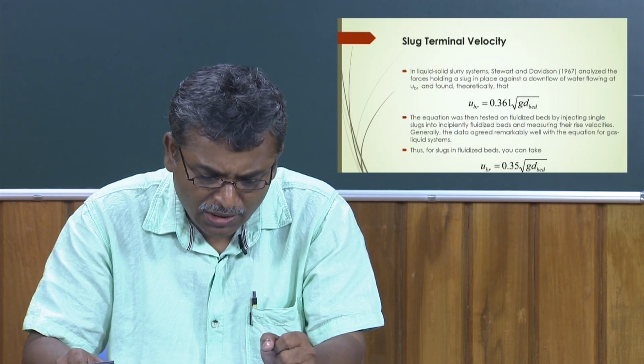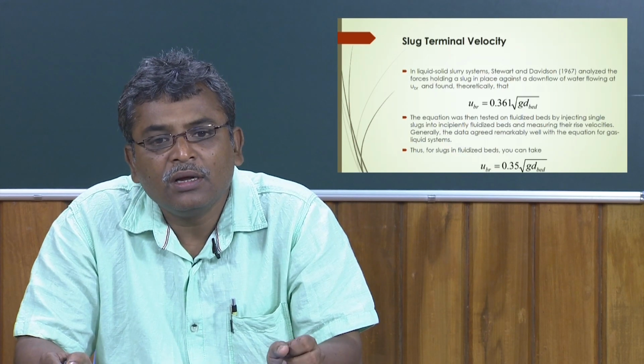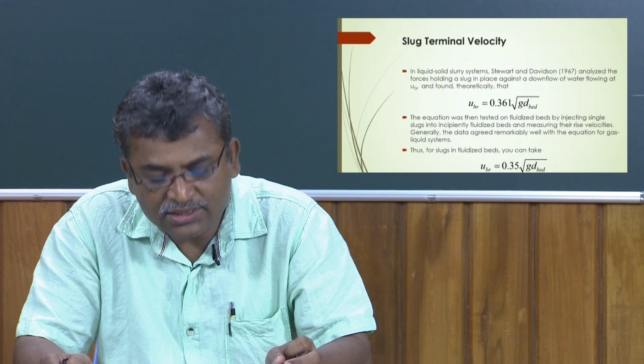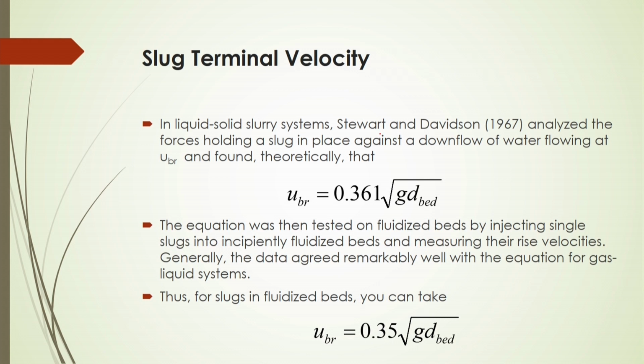Now, what should be the slug terminal velocity? In liquid solid slurry systems, Stewart and Davidson, 1967, analyzed the forces holding a slug in place against a downflow of water flowing at bubble rise velocity, and found theoretically that UBR, that is bubble rise velocity, will be equal to 0.361 into root over g into d bed. The equation was then tested on fluidized beds by injecting single slugs into incipiently fluidized beds and measuring their rise velocities.